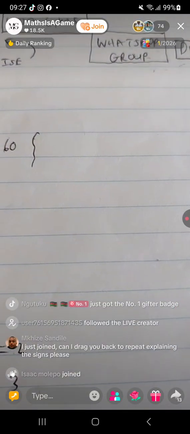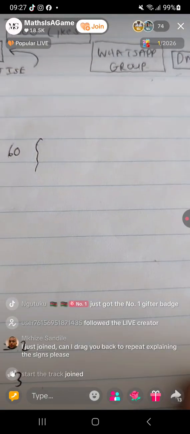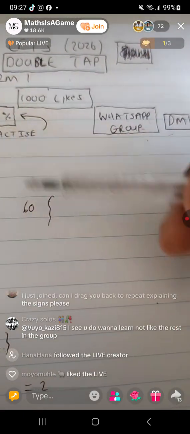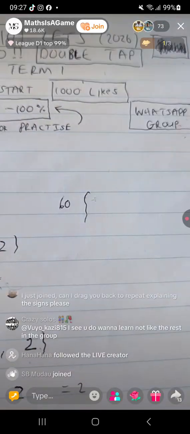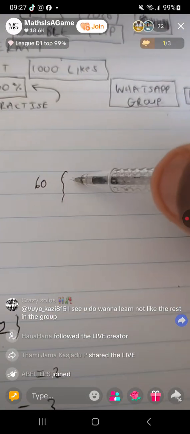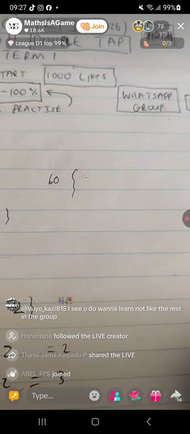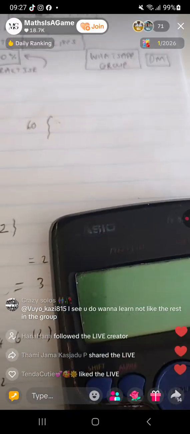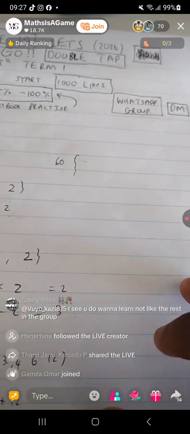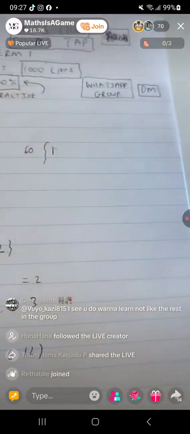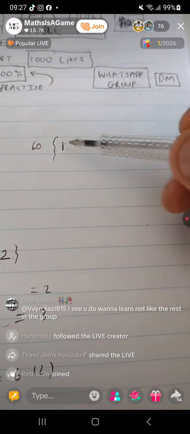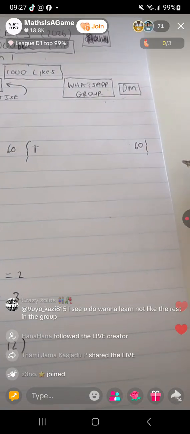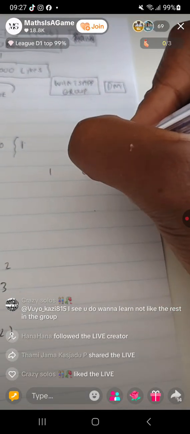So it's very important. I'm going to go back there, Mkiza Sandile, just a sec. Let's roll out the factors of 60. We know that 1 goes into 60. How many times, guys? How many times does 1 go into 60? It goes there 60 times. So a pair that you can have is 1 and 60.